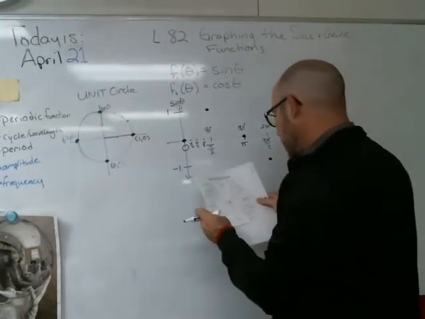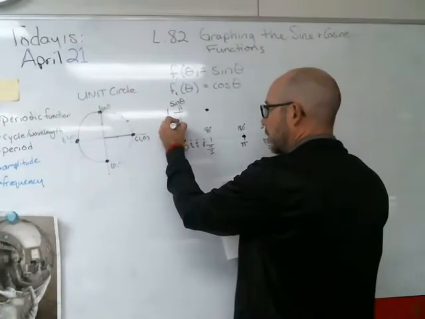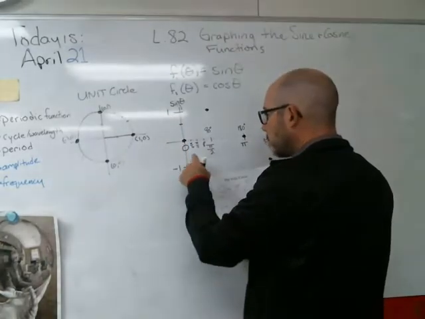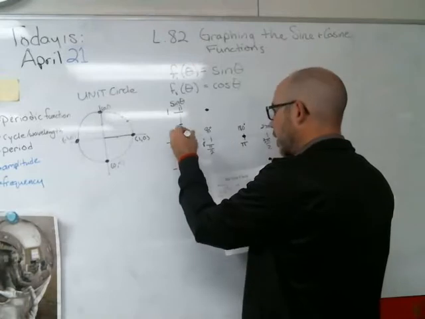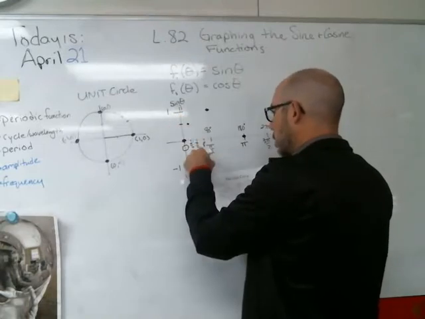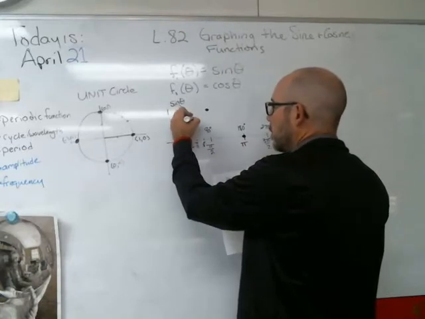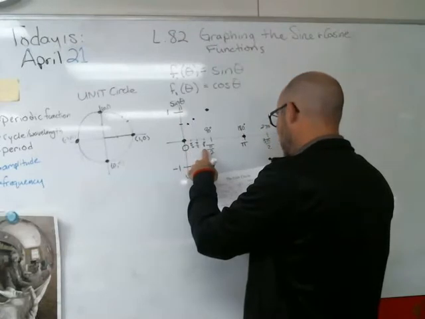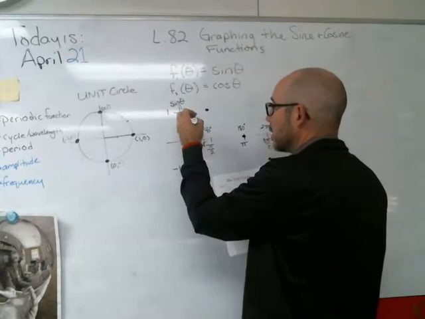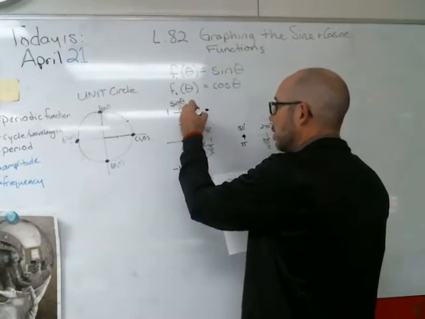Now I could put in some of these in-betweens here. Let me put for myself a 1/2. At pi over 6, the value is 1/2. At pi over 4, the value is square root of 2 over 2, which is about 0.707. And when I'm at pi over 3, or 60 degrees, the value is square root of 3 over 2, which is about 0.866. So that's what I get.